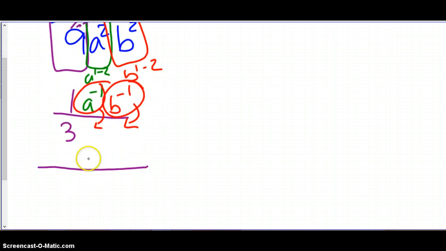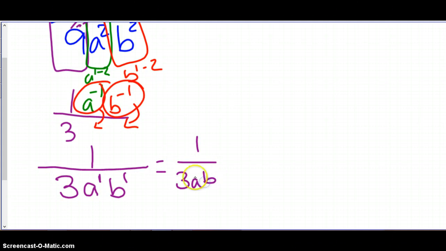So the top still has that 1, that's not going to disappear because you have to have the top of a fraction. A to the negative 1, it's going to move to the bottom, and it makes the exponent positive. So this would be 1 over 3, a to the 1st, b to the 1st. You do not have to leave the exponent on when it's a 1. You could write it as 1 over 3ab.